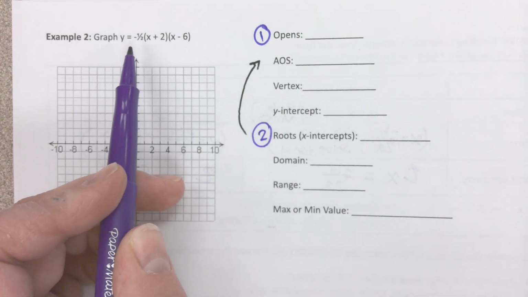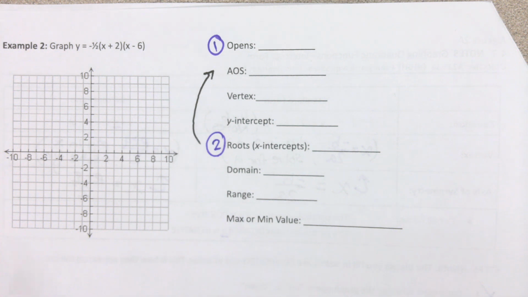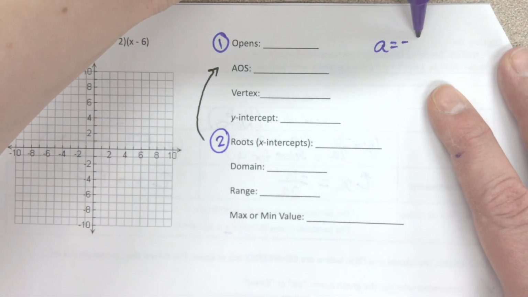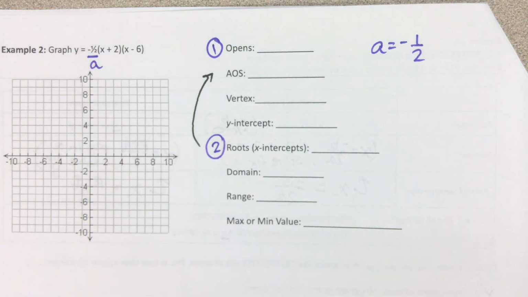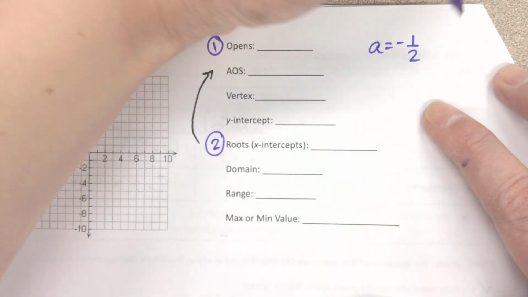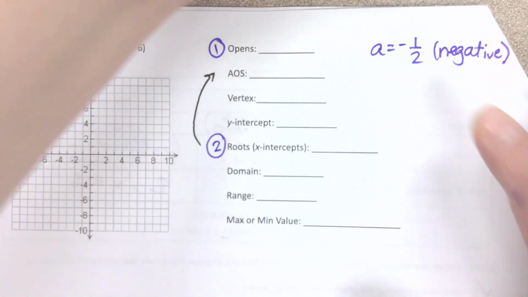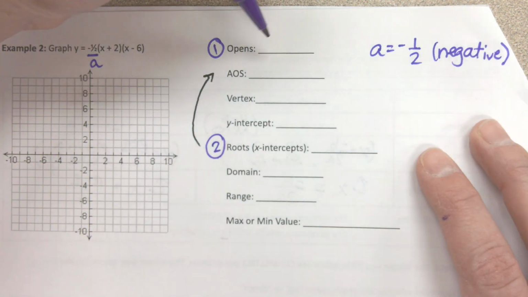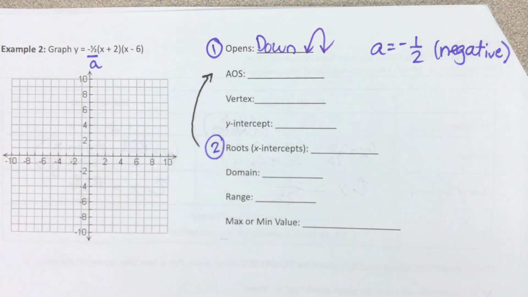Our equation, y equals -1/2 times x plus 2 times x minus 6. What is a? What's the value? -1/2. It's that number just in front of the parentheses. And more importantly, it is negative. That's what we need to pay attention to. We don't care that it's a fraction, we care that it's negative. Since it's negative, it opens down. Down like a frown.